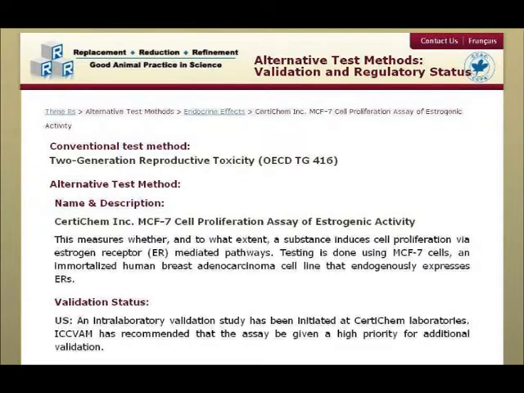But the thing about these cells is they just keep growing and growing and growing. They don't die off like other cells. So from that point of view, they're really useful. In fact, I believe that there are cancer cell lines that have been kept alive since the 1950s.